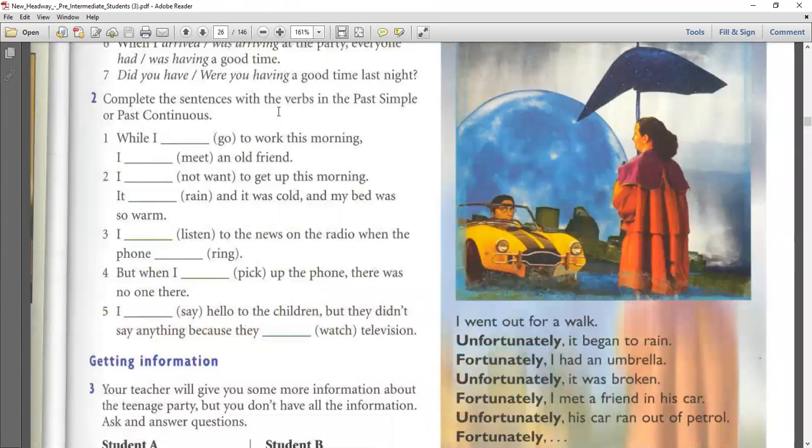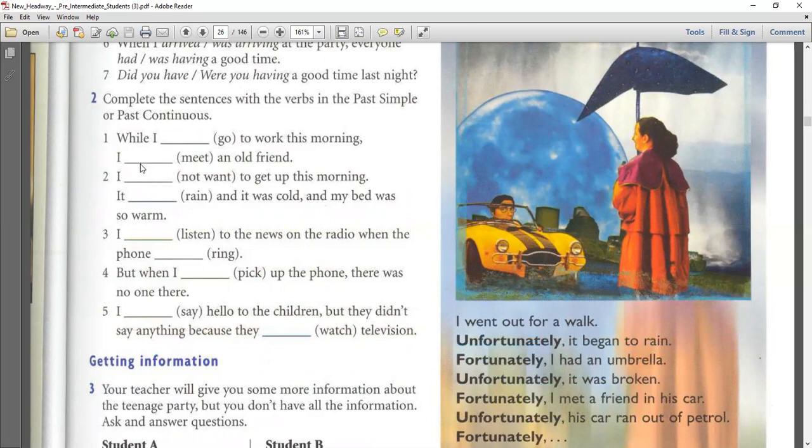Complete the sentences with the verbs in the past simple or past continuous. We have while. As I told you, after while we will use past continuous. While I was going to work this morning, I met an old friend. We have the first verb. الفعل الأول يجب أن يكون ماضي مستمر because we have while. والفعل الثاني يجب أن يكون ماضي بسيط.